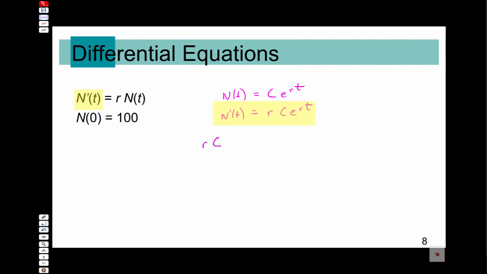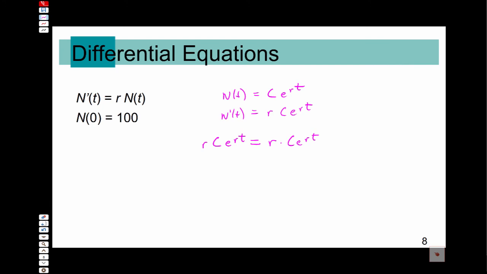So I'll have r c e to the rt. And then I want to check whether or not that equals what I get on the right-hand side if I take r and multiply it by n. Well, n is defined here to be c e to the rt, so that's r times c e to the rt. And we can see that these two sides do indeed equal one another, and so this is indeed a solution to the differential equation. In fact, it's a family of solutions because the constant c is not defined yet.